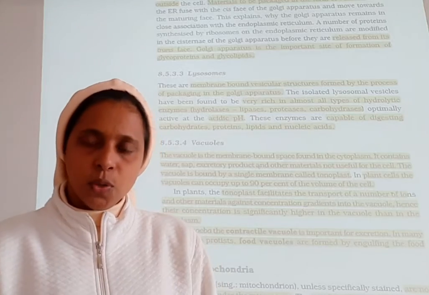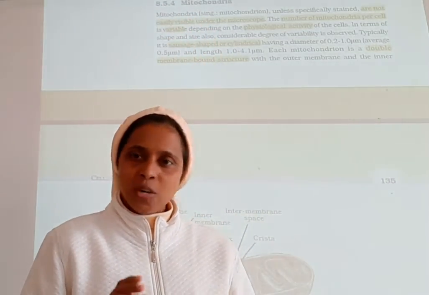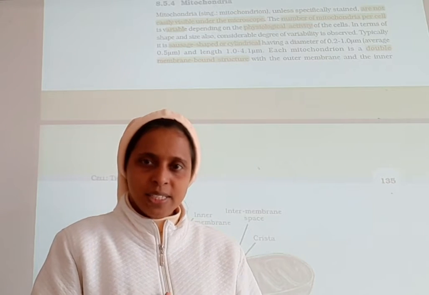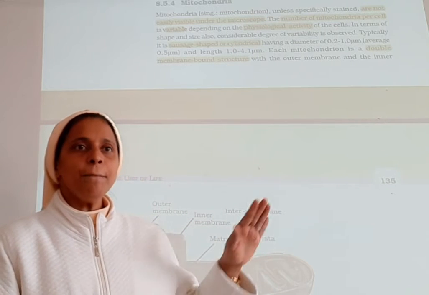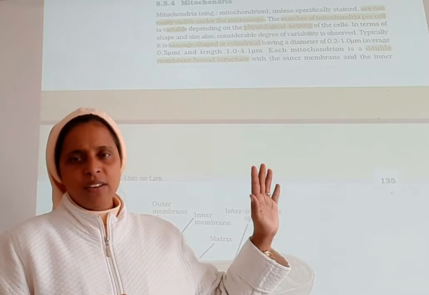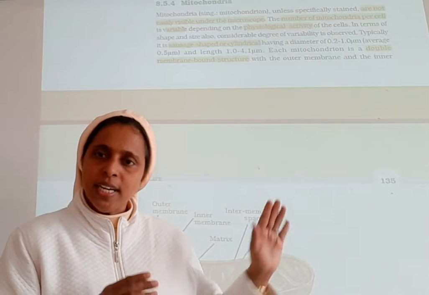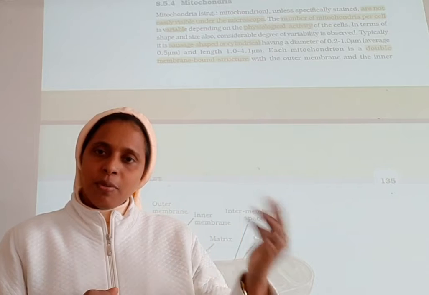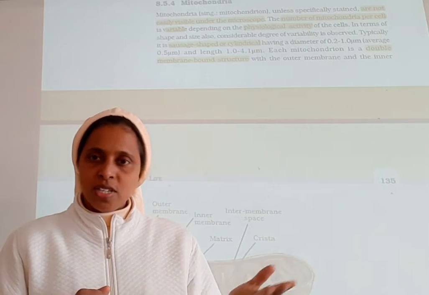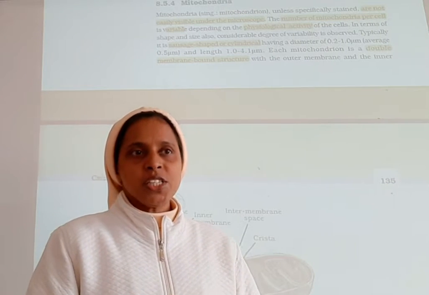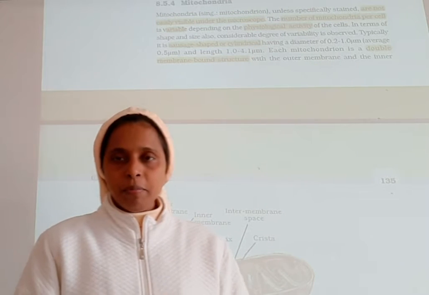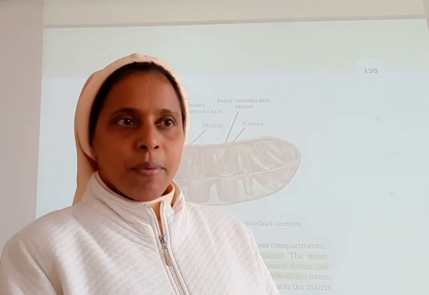Now moving towards the mitochondria. We all know that mitochondria are not easily visible under the microscope. The number of mitochondria per cell varies depending upon the physiological activity. They also occur in different shapes. Sometimes they are sausage shaped, sometimes cylindrical, and each mitochondrion is a double membrane structure.